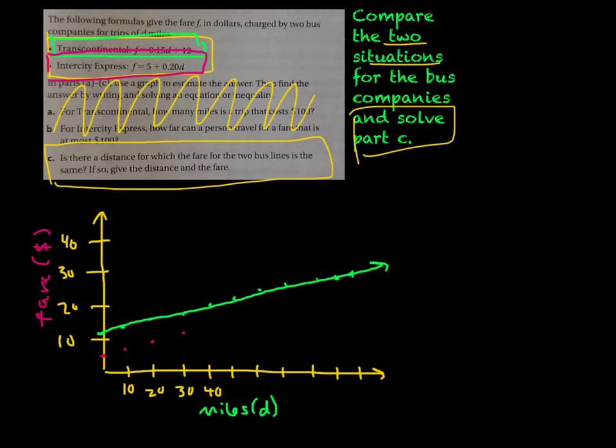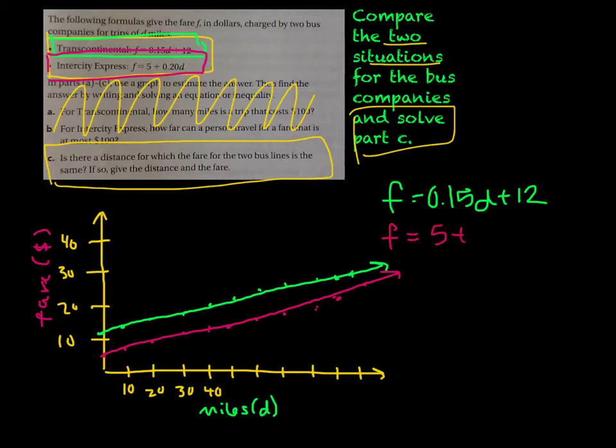Just one moment. So there are our magical little dots for the red line for Intercity. As we can see, the lines are kind of starting to get there, and I know my graph isn't perfect, but we'll pretend it is. Given the situation, F is equal to 0.15D plus 12, and this other one, F is equal to 5 plus 0.2D, we can figure out if they are eventually going to meet.